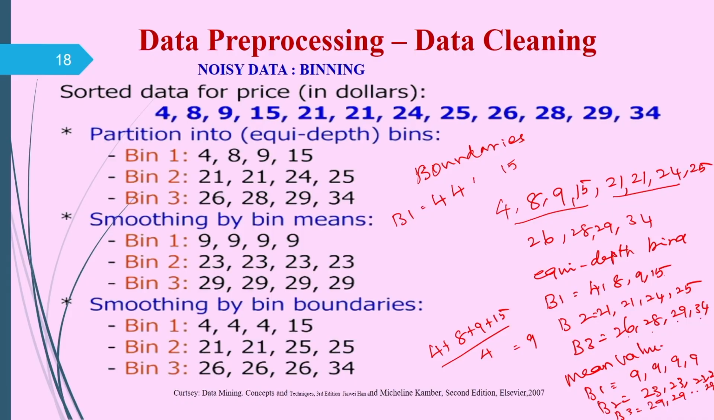Again, we have to compare this 9 with 4 as well as with 15. So, which is nearer? The 4 is nearer. So, we have to fill the third data with 15. Like that, bin 2 is also compared, where we are choosing the 21, and the last data 25 will be filled as it is.